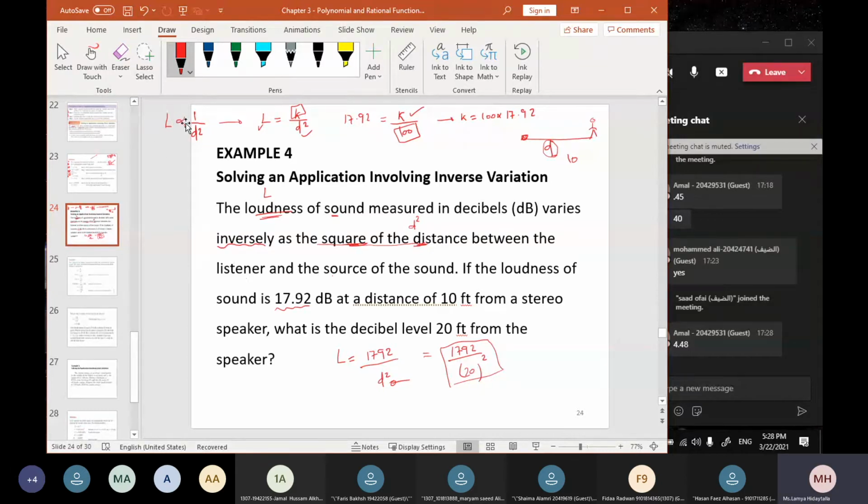So first you have to understand the problem to write the equation. Okay, and then after that, from this equation, if the K is not there you should find a way to calculate the K from the information given, and then after that you can solve for L or for D depending on what is given. Clear.